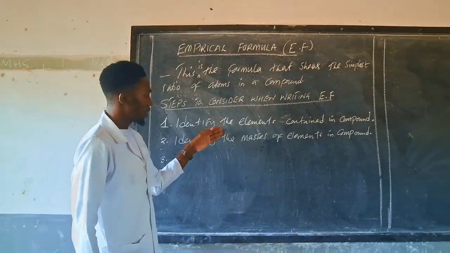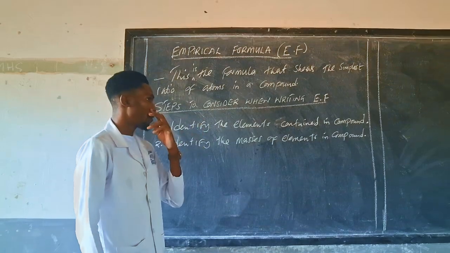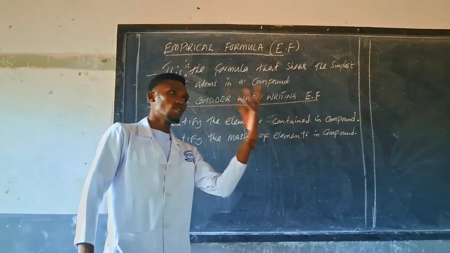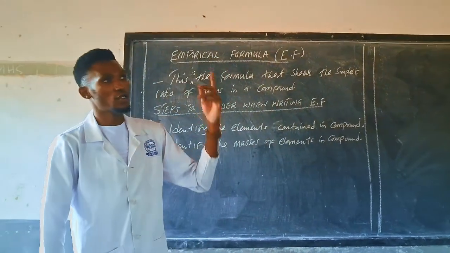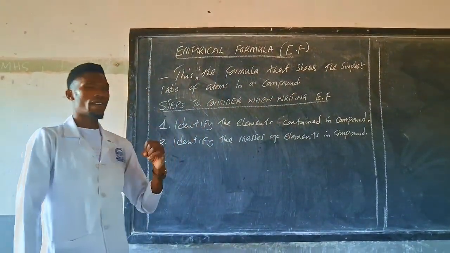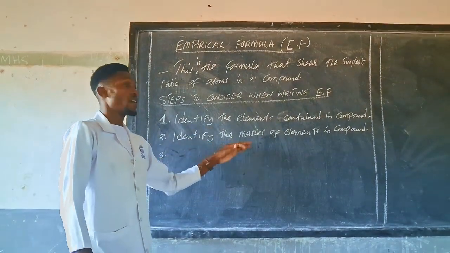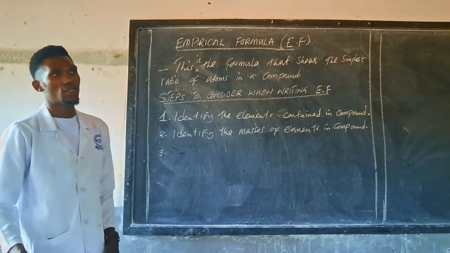So first, I'm saying you should identify the elements which are found. There is hydrogen, there is oxygen. First of all, you should identify them. Then after identifying, you should identify the masses of each.